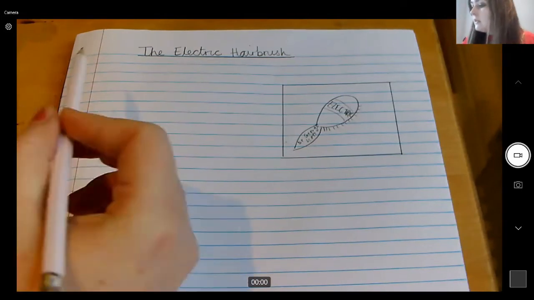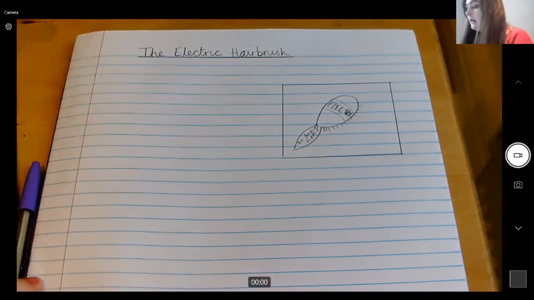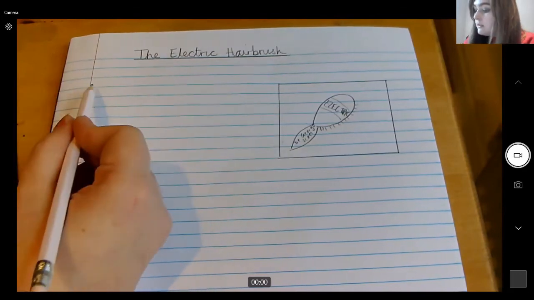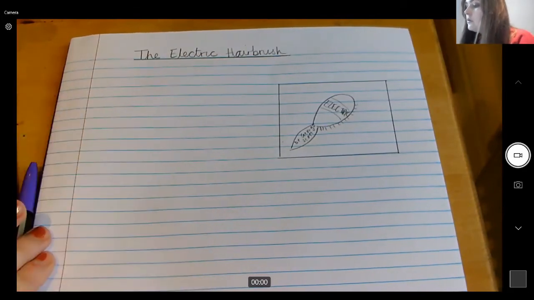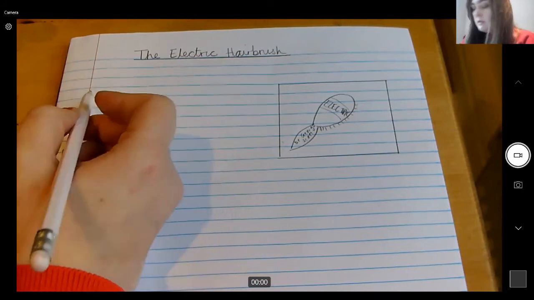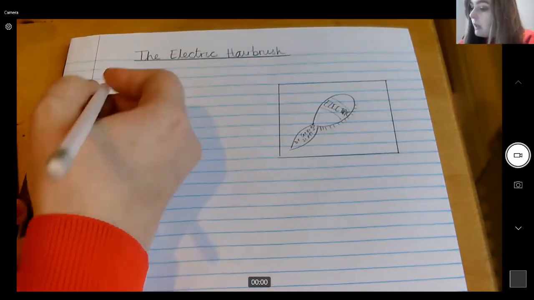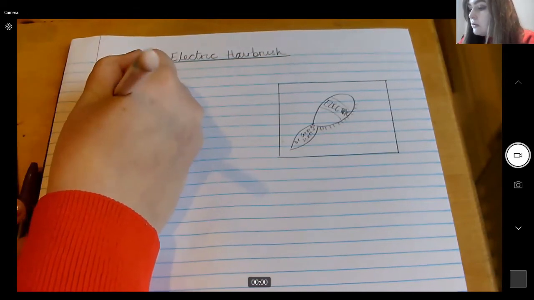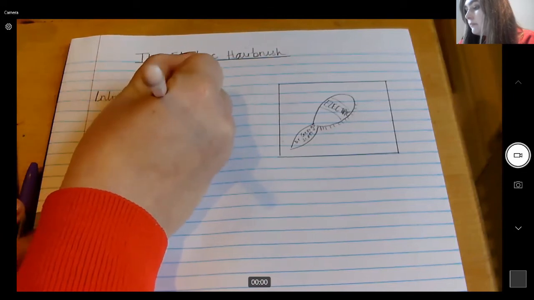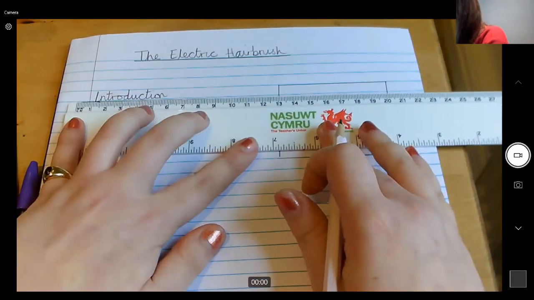Okay, so the first thing that we really need to write next is the introduction. So we need to write our subheading over here. Now, if you have got lined paper with a margin, please make sure that you are starting next to your margin. If you do not, then please just make sure that you are starting in an appropriate place. Now, I'm going to start with my subheading here, which says introduction, capital I, introduction. Okay, now I'm going to use my ruler to underline my subheading.